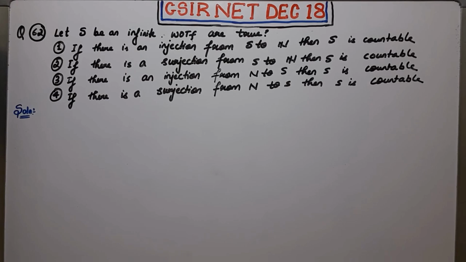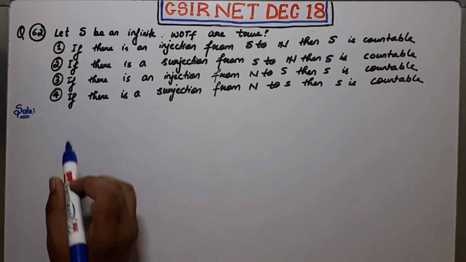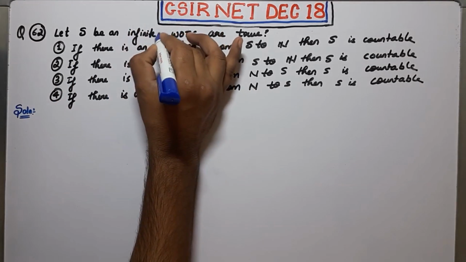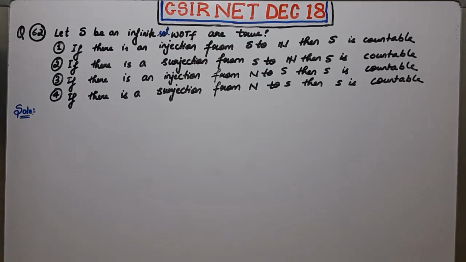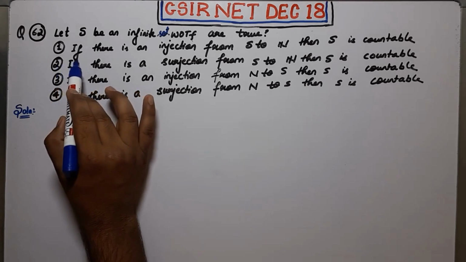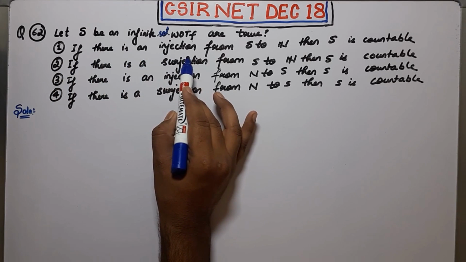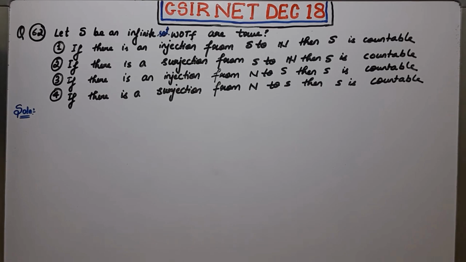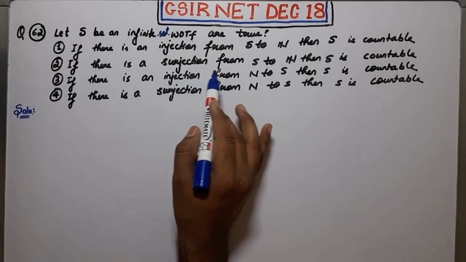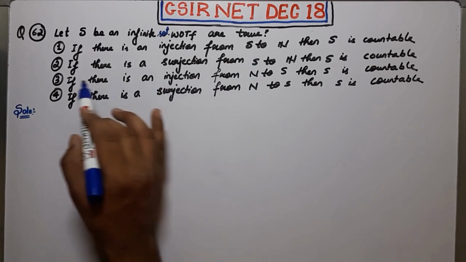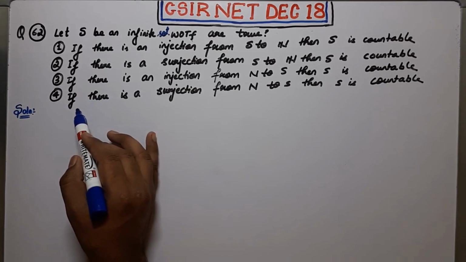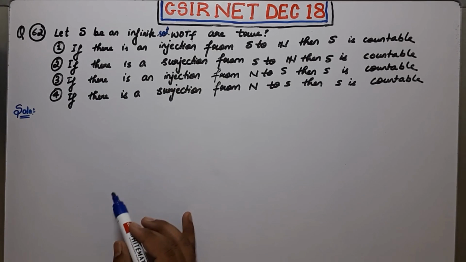So let us read. It's a very easy question. Let S be an infinite set, then which of the following are true? The first option says if there is an injection from a set S which is infinite to the naturals, then S is countable. Second one says that if there is a surjection from S to N, then S is countable. Third one says if there is an injection from N to S, then S is countable. And the fourth one says if there is a surjection from N to S, then S is countable.